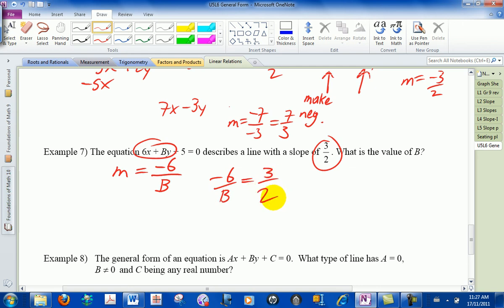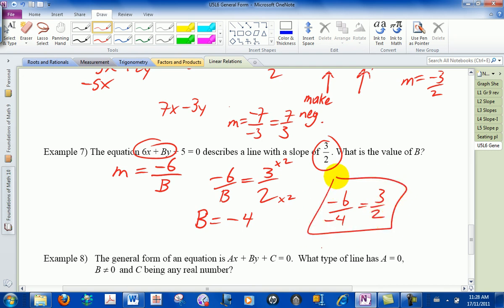Yeah, so how do you get those fractions equal? First of all, b has to be a negative number. And in order to get this to a 6, you times it by 2. So you got to do the same thing on the bottom. So it would be a -4. Because -6 divided by -4 equals 3 over 2. You can do some hard algebra if you want, but it's easier if you don't.